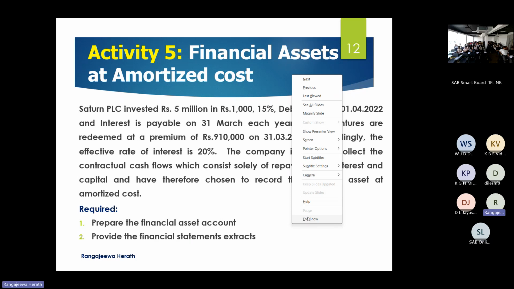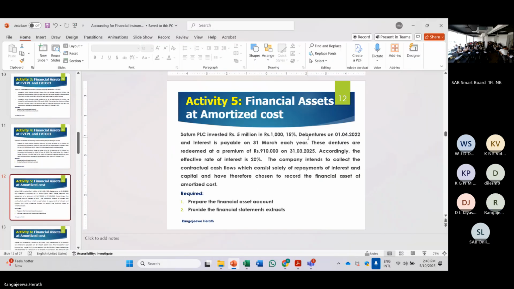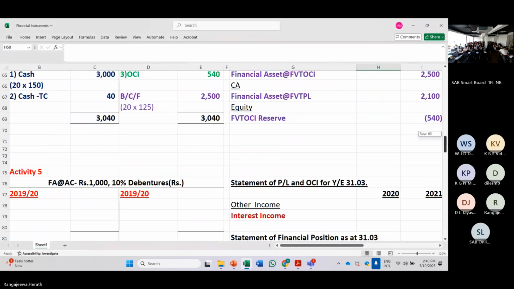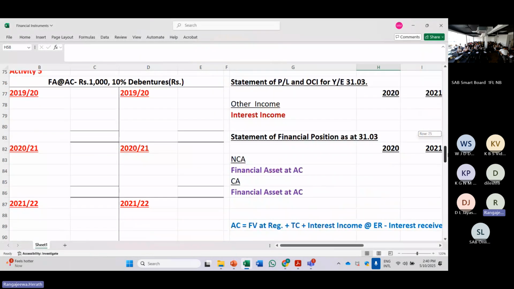Now we want to prepare this account for 3 years. The investment is made on 1st April 2022. The first financial year is 2022-23, the second is 23-24, the third is 24-25. So I'll show you how to prepare this account over the 3-year period.